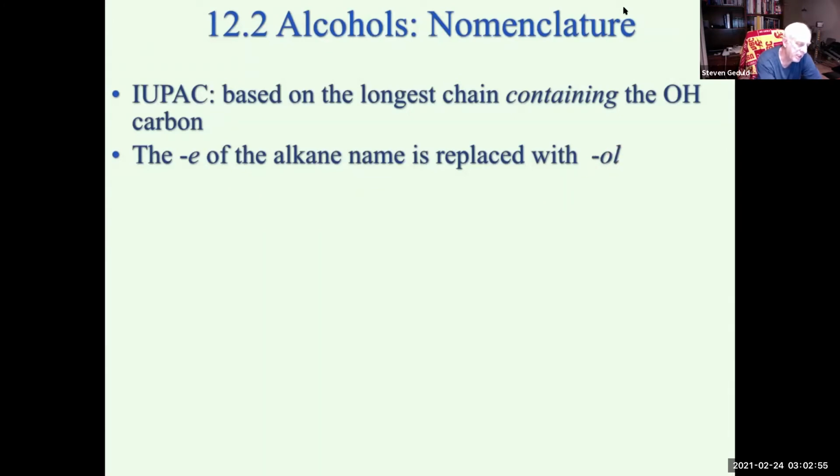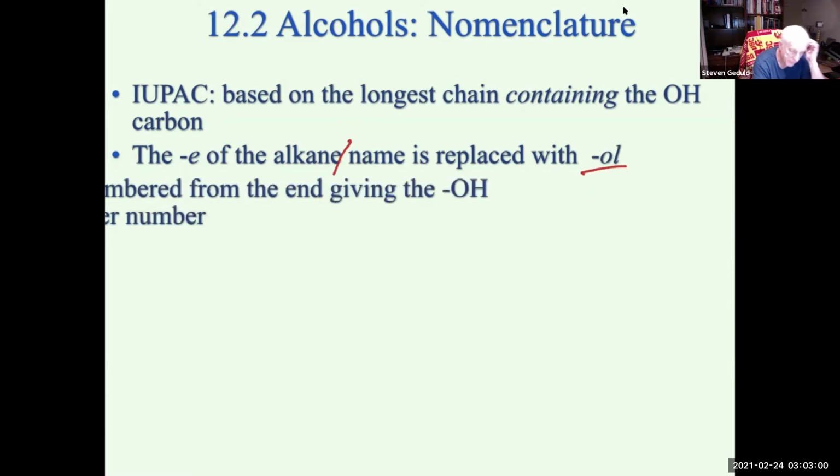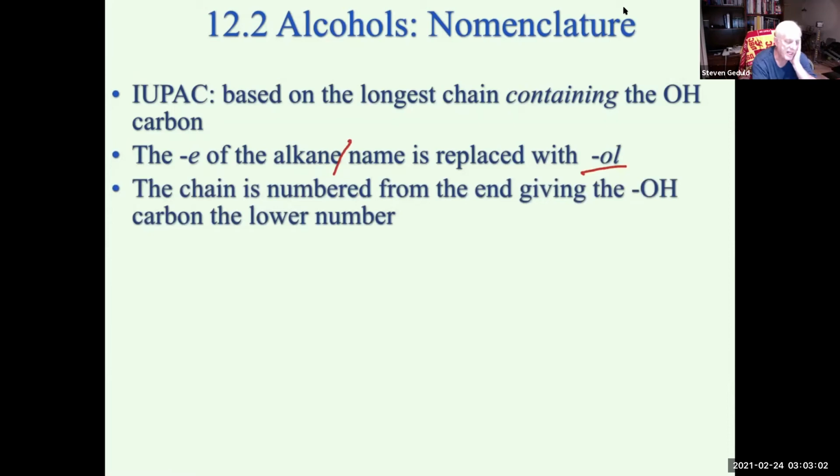So you drop the E and add OL for an alcohol. The carbon is numbered from the end giving the OH group the lowest number. So far we've had substituents get the lowest number. Then we had multiple bonds get the lowest number, which took place over substituents. And now the functional group gets the lowest number, which takes place over the multiple bonds or the substituent groups.